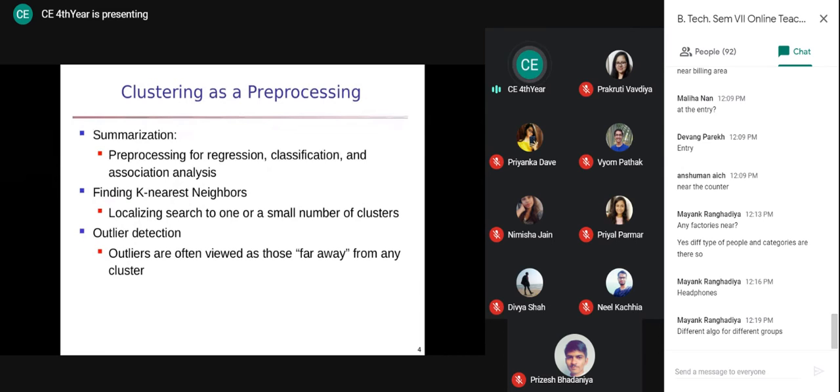Right? So they are trying to find the cluster. This is one criteria to find the cluster, right? Your geographic location. But there are many criteria.